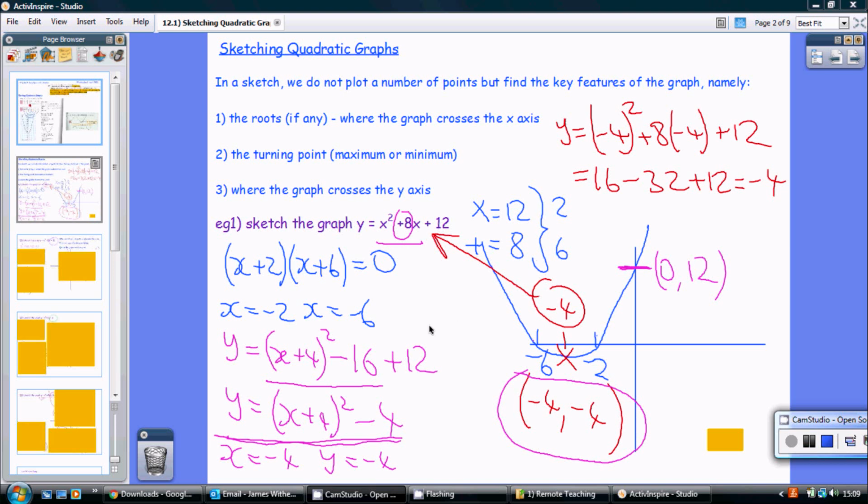So for all of the questions going on, we're going to work out what the roots are by either factorising or using the formula. We're going to work out what the minimum point is by symmetry, and we're going to double check that minimum point by completing the square, and we're going to sketch the curve, making sure that we also include the coordinate where it cuts the y-axis.